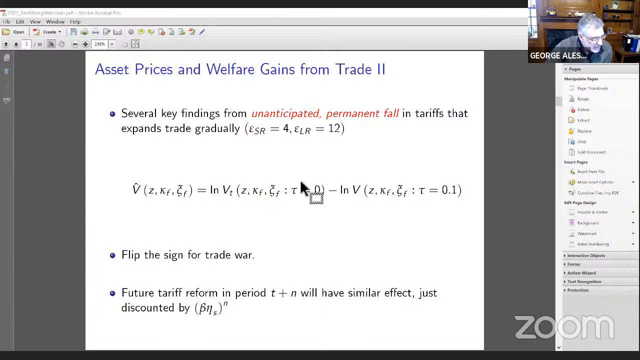And we're going to look at what's the value of that firm on impact when tariffs go from 10% to 0. So that's what this change in asset prices is. Again, for David, you just have to flip the sign. That's going to be a trade war. If you want to think about a future tariff reform, you're going to scale these responses down by the discount factor and the survival rate. That's what this says.